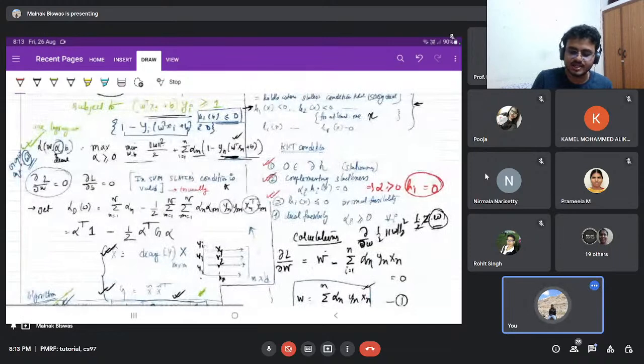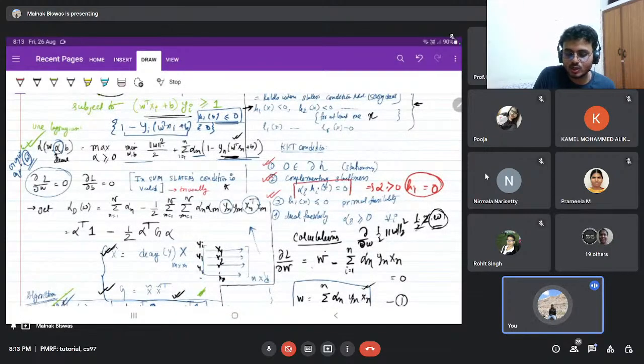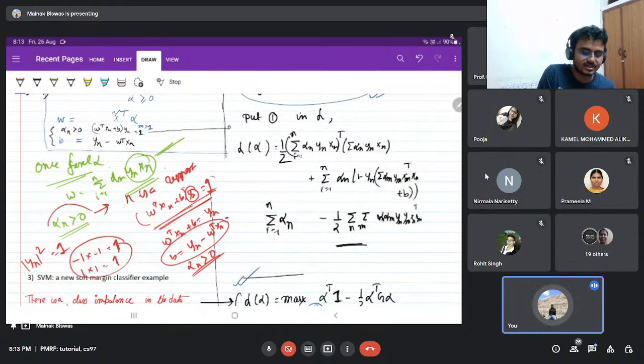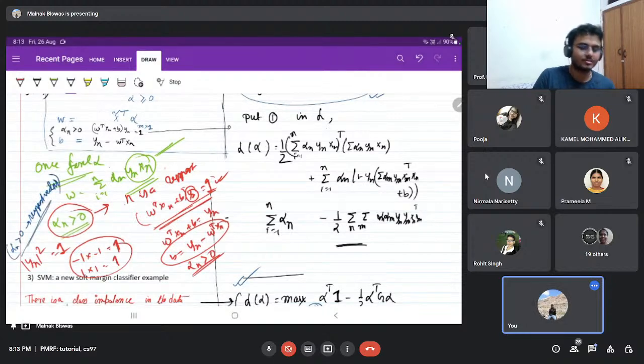The KKT condition says that the Lagrangian multiplier times the constraint function must always equal 0. So if a multiplier is greater than 0, it means the constraint has to be equal to 0, which means this is a support vector. Remember this, people can ask this: whenever you have alpha n greater than 0, this implies support vectors. If you have a doubt, ask now, or we'll go to coding, because we'll be using this algorithm itself to code SVMs.